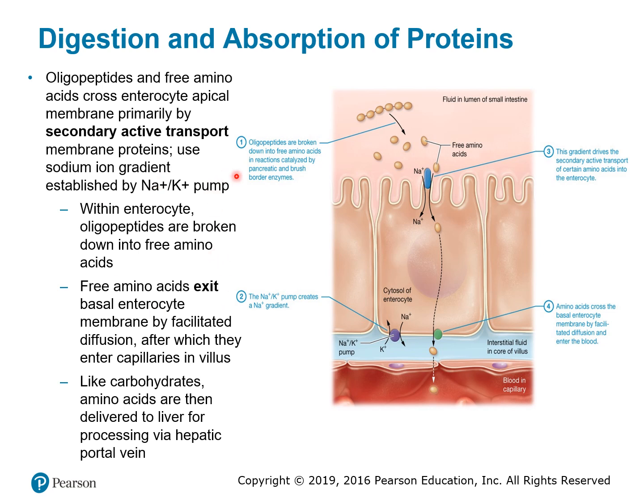I already mentioned it, but for the free amino acids to be absorbed, you do need the sodium-potassium pump that is going to help release the free amino acids into the enterocyte. They're going to exit by facilitated diffusion, which is another protein that is part of the basal side, and then they're released into the blood vessel. Like carbohydrates, amino acids are then delivered to the liver, and they're going to go through processing via the hepatic portal vein.